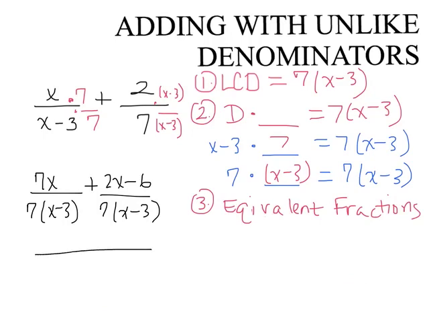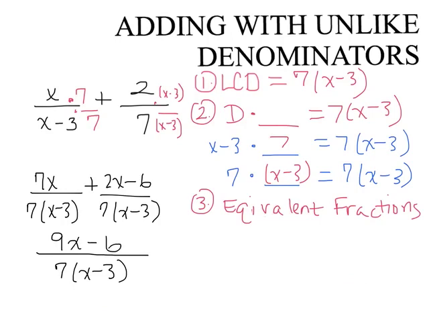And so that will give us a denominator of 7 times x minus 3. And in our numerator, 7x and 2x are like terms, so that becomes 9x. Then we have minus 6.